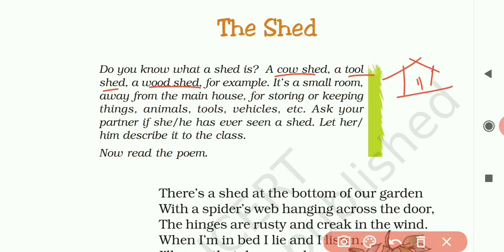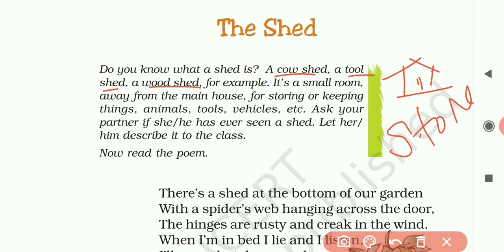Where we usually store the things that are not necessary in our day to day life, or the things that we are not using at present. We usually store all those things in a shade, right? Such places are called a shade. So you can say that it's a storehouse also. So it is given in the book also. If you read it, you understand what a shade is.